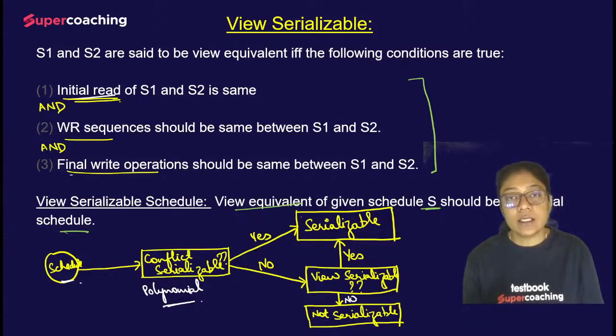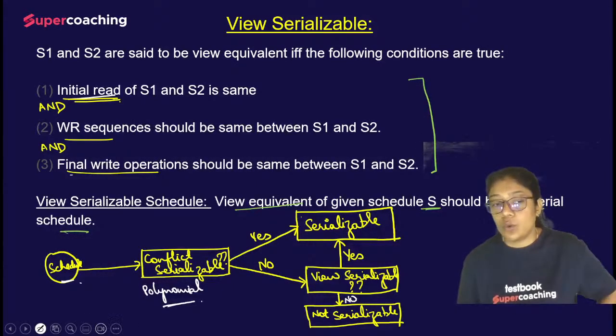Is the difference clear between conflict serializability and view serializability, and the importance? Come on, hurry up. We have to start with the questions. We are not done yet. Any queries?